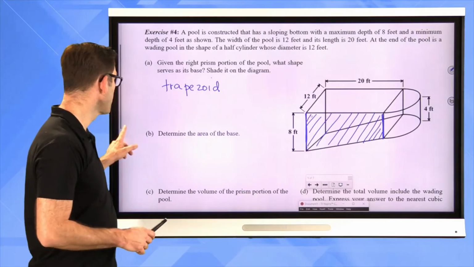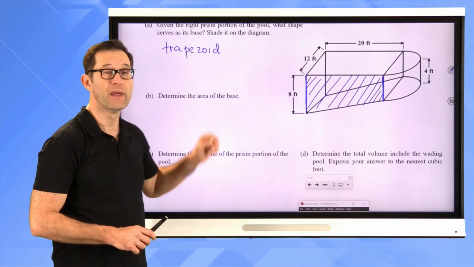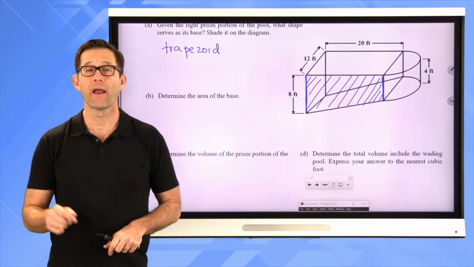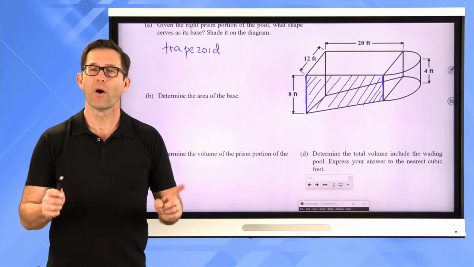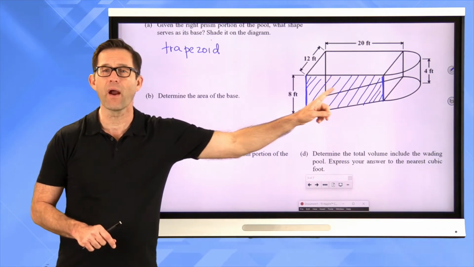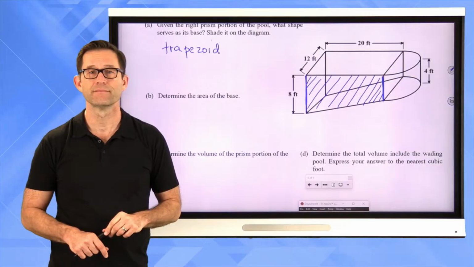Now, of course, to figure out the volume, we've got to be able to, in letter B, determine the area of that base. So pause the video now and see if you can determine the area of that trapezoid.